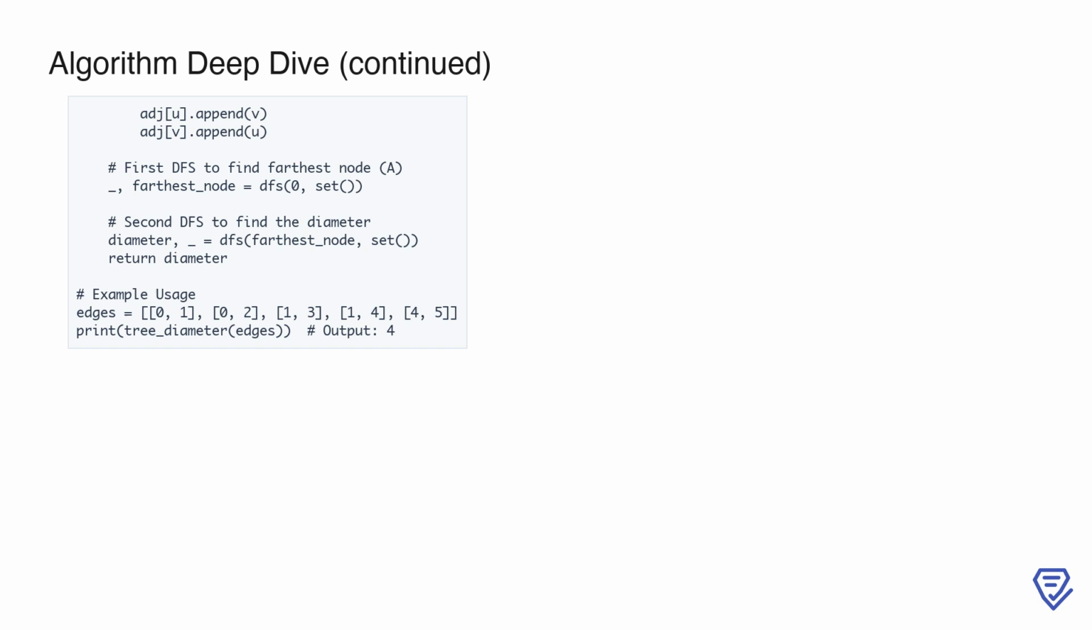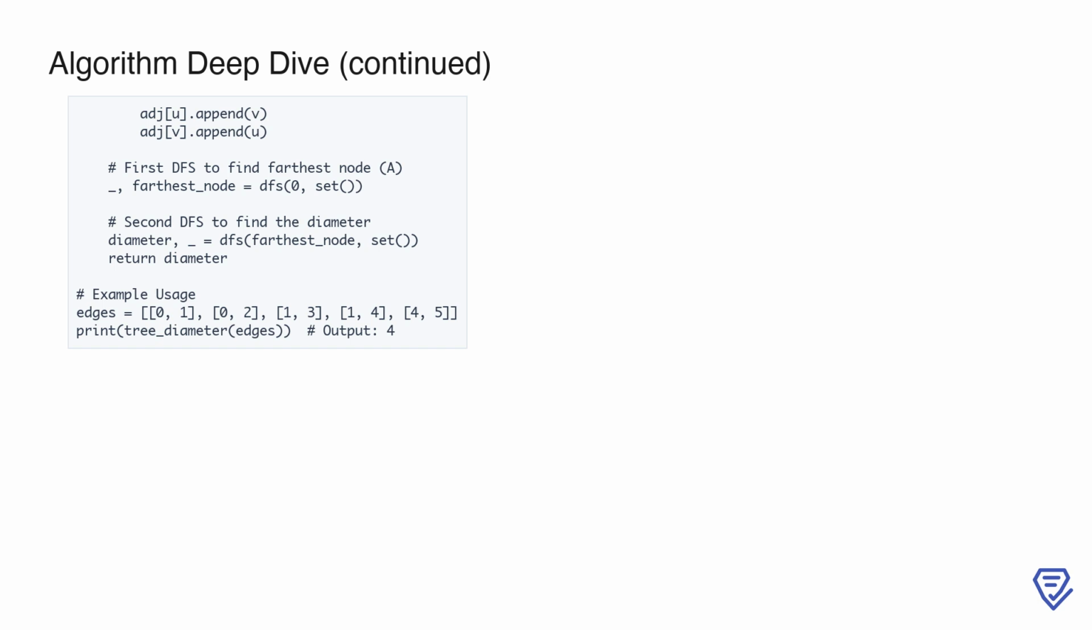To build the adjacency list, we use a defaultdict, where each node is a key, and its neighbors are stored in a list. Once the adjacency list is ready, we perform the first DFS starting from node 0 to find the farthest node, A. Then, we perform the second DFS from node A to compute the diameter of the tree. The result of this second DFS is returned as the tree's diameter. For example, given the edges 0, 1, 0, 2, 1, 3, 1, 4, 4, 5, the function outputs a diameter of 4, which matches our earlier analysis.